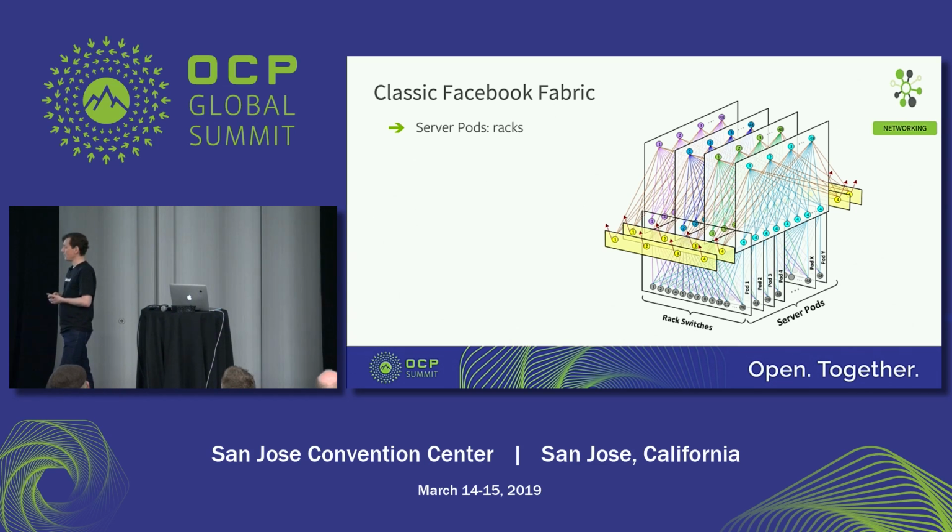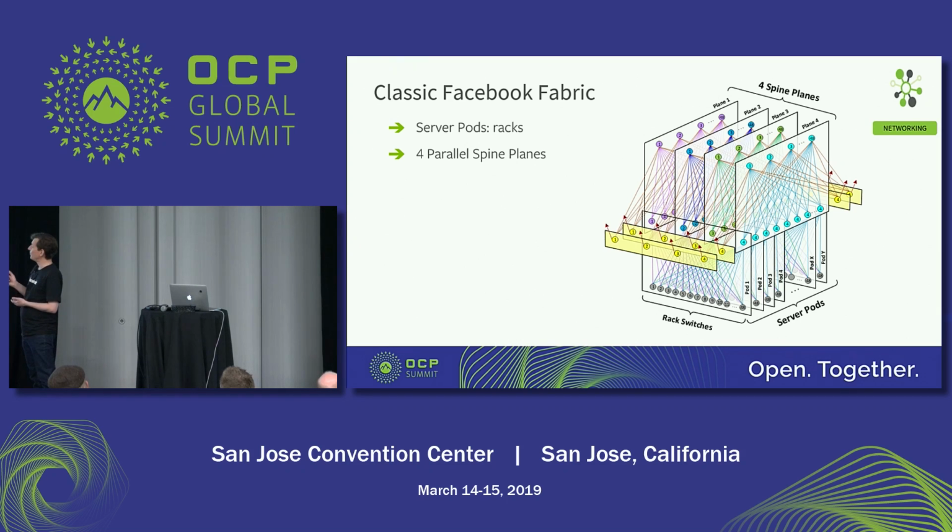The main building blocks of the fabric are server pods. They aggregate rack switches. Each pod has 48 racks in it. They connect to 4 parallel spine planes, which facilitate the communications between the pods. The planes contain spine switches. There are up to 48 spine switches per plane. The fabric switches essentially connect the pods to spines.